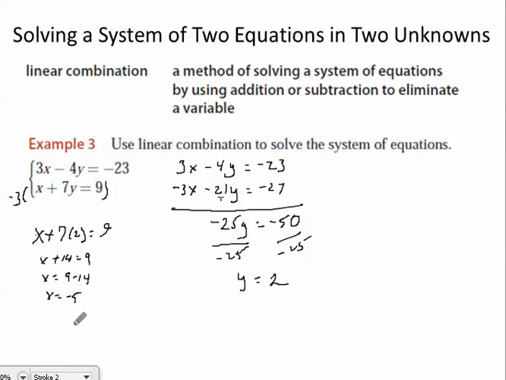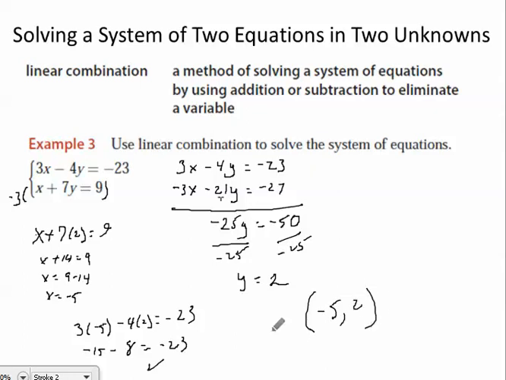I can now check it with the other one. Okay? So 3 times negative 5 minus 4 times 2 equals negative 23. So this is negative 15 minus 8 is equal to negative 23. And check, that works. So that's my answer. The point that would be the solution to this one would be negative 5, 2. That's the x and the y value. Okay? And that's how you go about solving this with a linear combination.